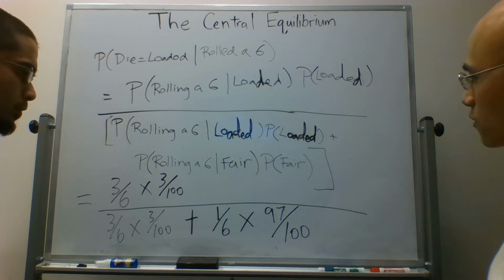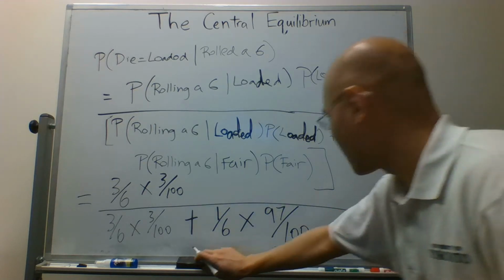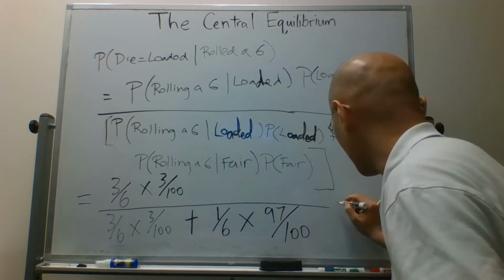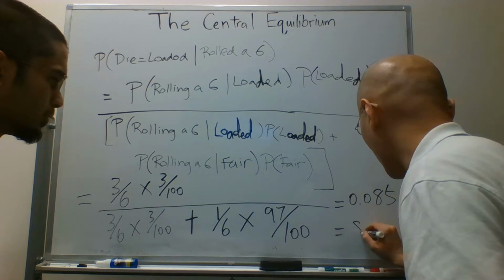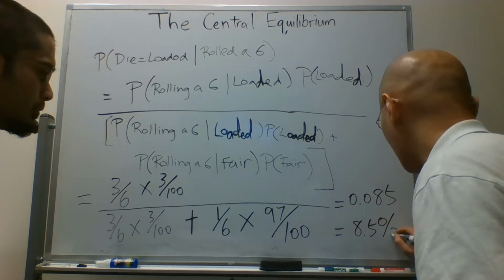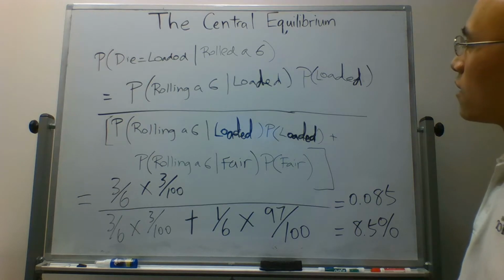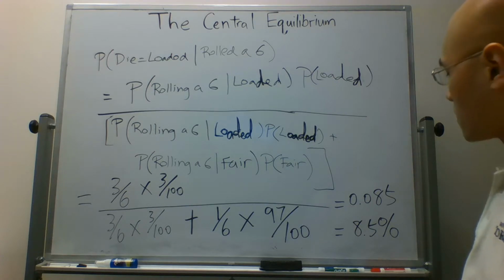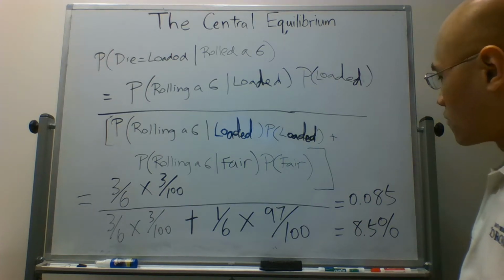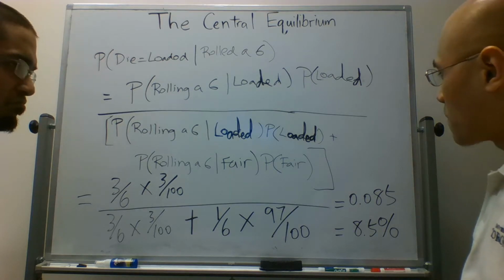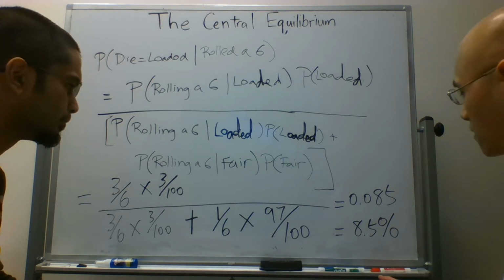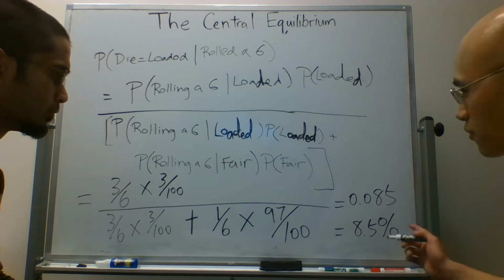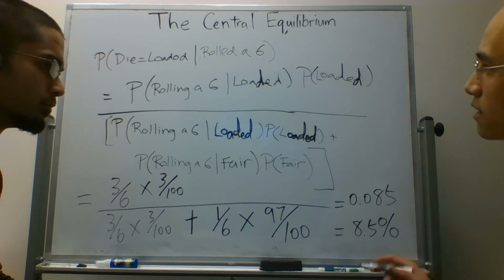Do you know what the answer is, by the way? It is 0.085, or 8.5%. So if you roll a 6 from a randomly sampled batch of dice that you get from this manufacturing process, then there is an 8.5% probability that the die is loaded.